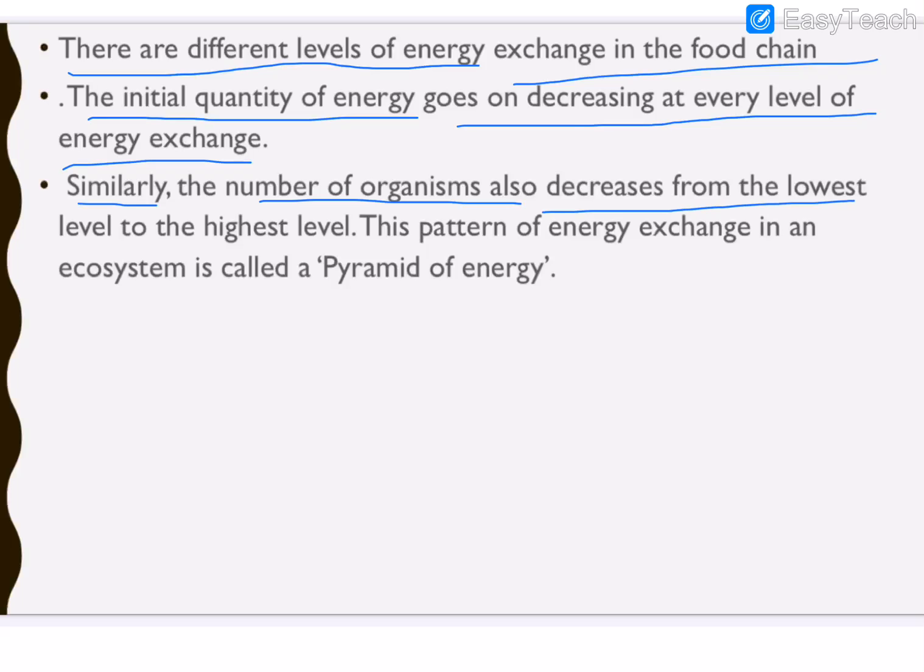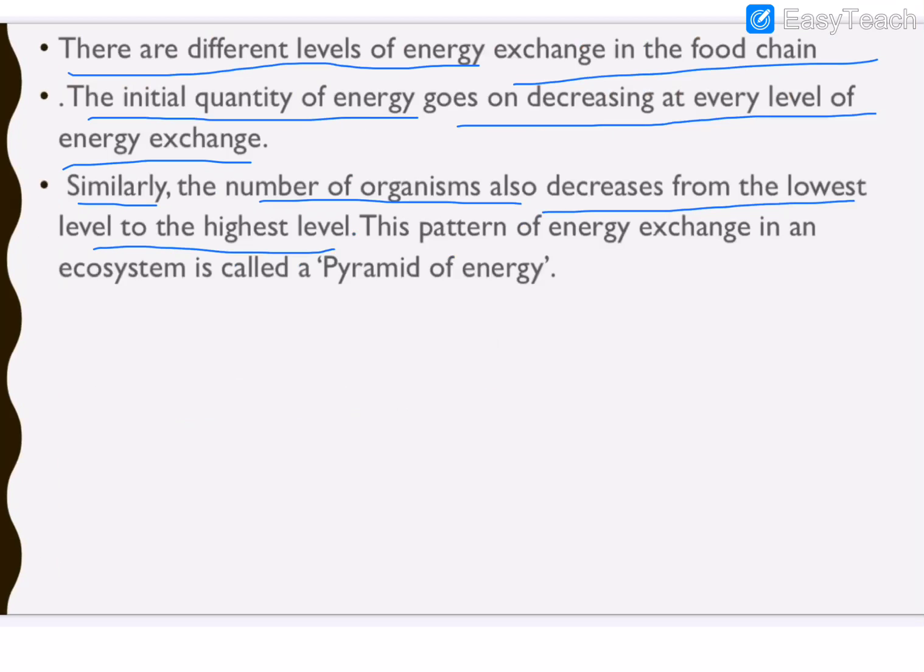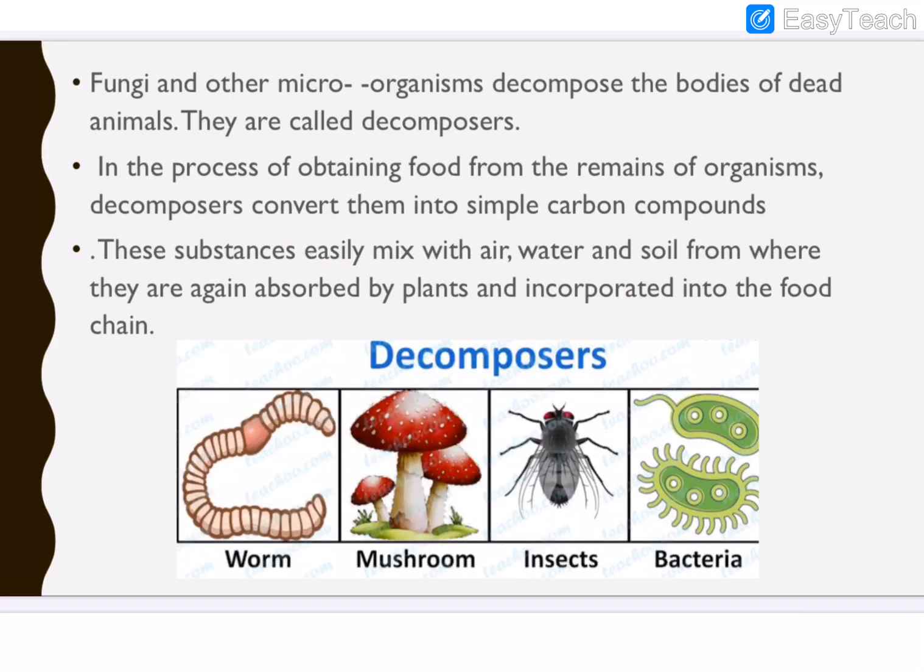Similarly, the number of organisms also decreases from the lowest to the highest level. You can see there is a wide variety of plants, and a lesser number of primary consumers, and lesser number in the secondary, and likewise the number of animals in each level decreases as it comes to the top level. This pattern of energy exchange in an ecosystem is called the pyramid of energy.